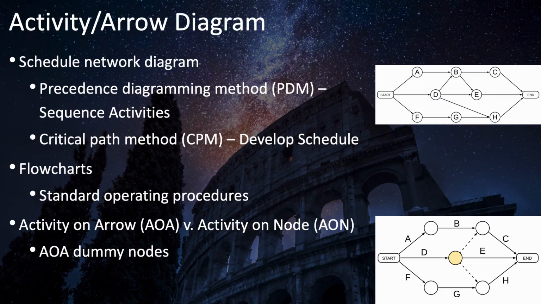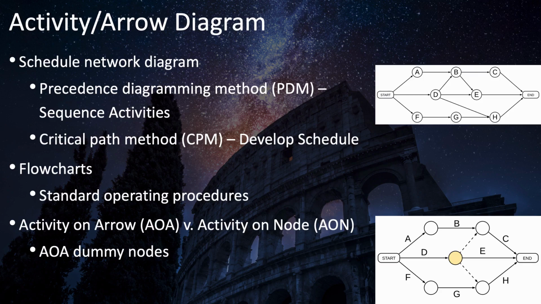To summarize, activity on node or arrow diagrams are used to create the project's schedule network diagram using the precedence diagramming method in the sequence activities process. It's then expanded using the critical path method in the develop schedule process. Even flowcharts are a specialized type of activity on node or arrow diagram.